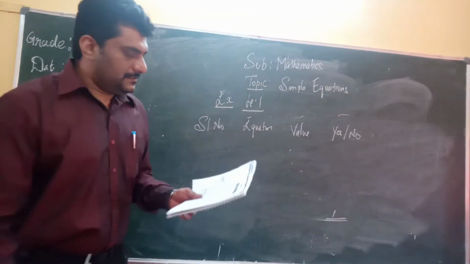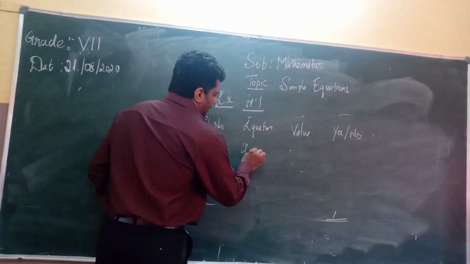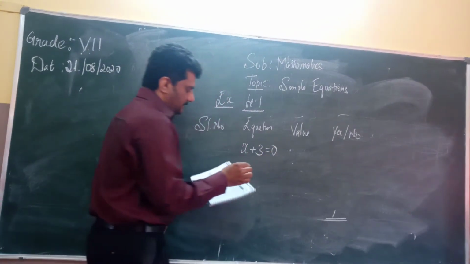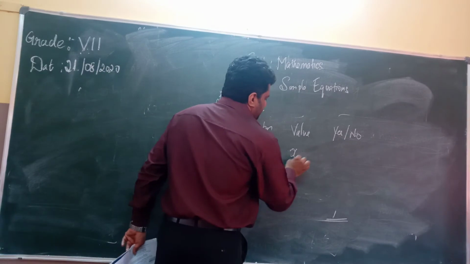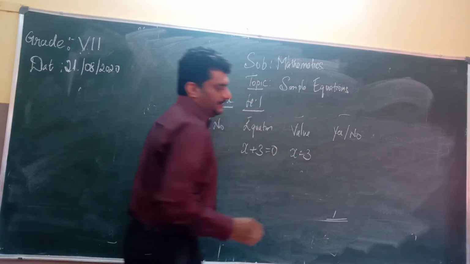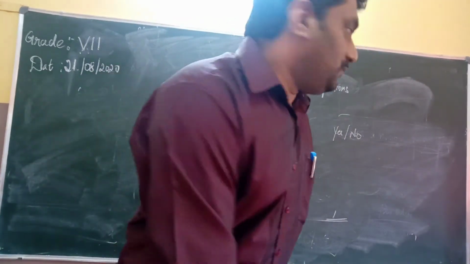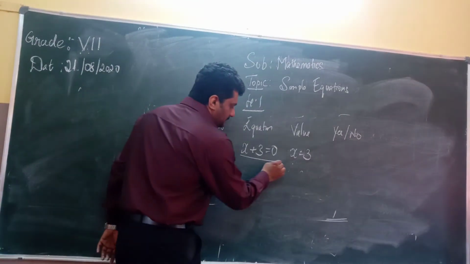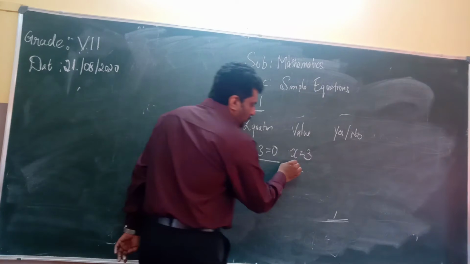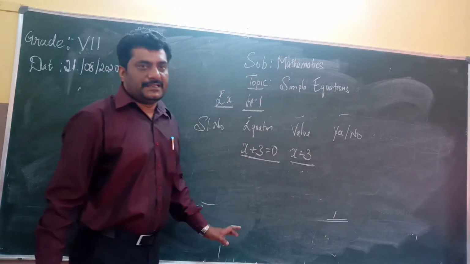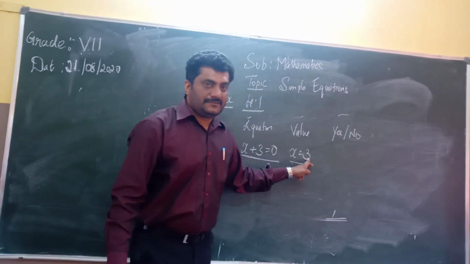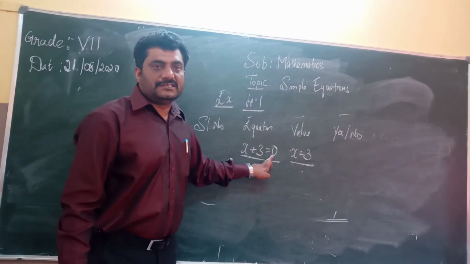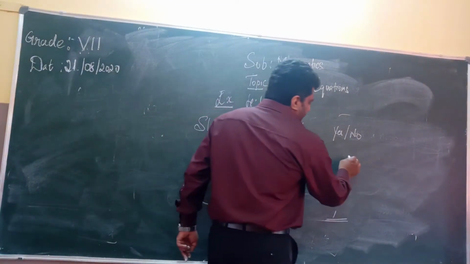Now in this, the equation is x plus 3 is equal to 0. The x value is 3. What they are asking here is, for the equation x plus 3, the value of x they have given is 3. When you put the value of x into this equation, do we get 0 or not? That is what they are asking here.